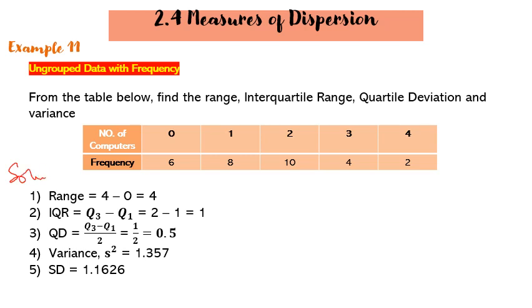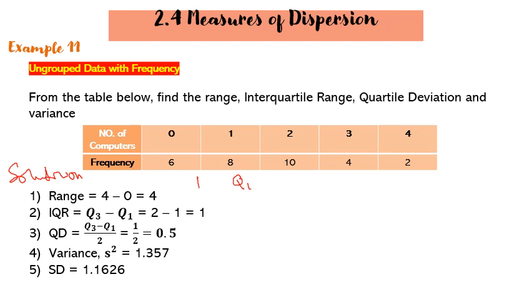Solution. Range equals the highest value, 4, minus the lowest value, 0, which equals 4. Second, the interquartile range. The formula is Q3 minus Q1. So how to find Q1 and Q3?